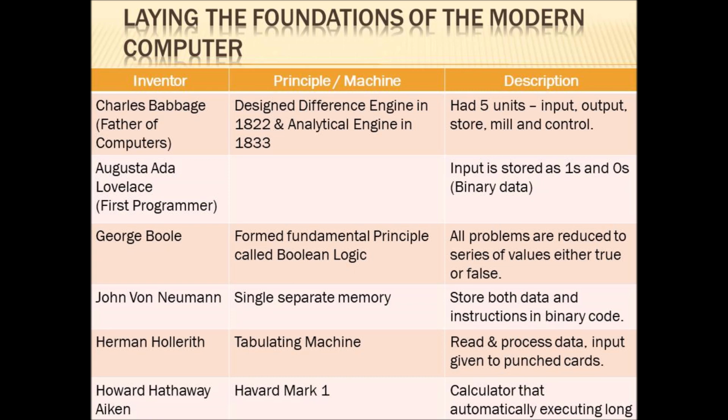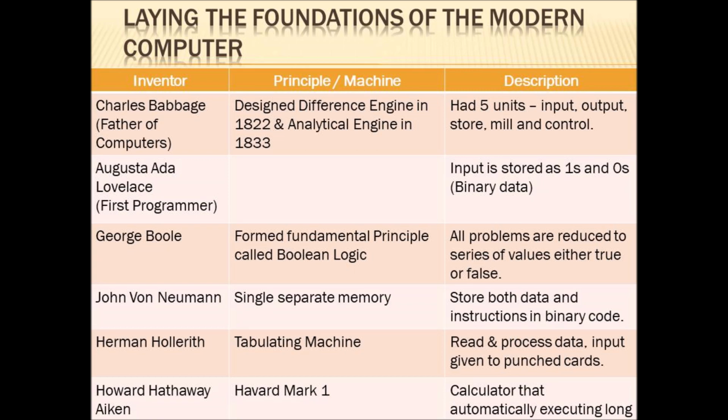Next one is Herman Hollerith. He designed a machine called the tabulating machine. It can read and process data input given to punched cards. The input will be given to the punched cards and it can read and process that data.